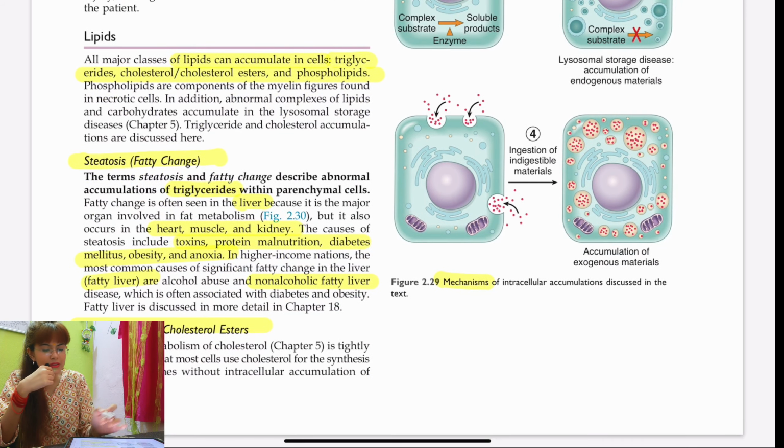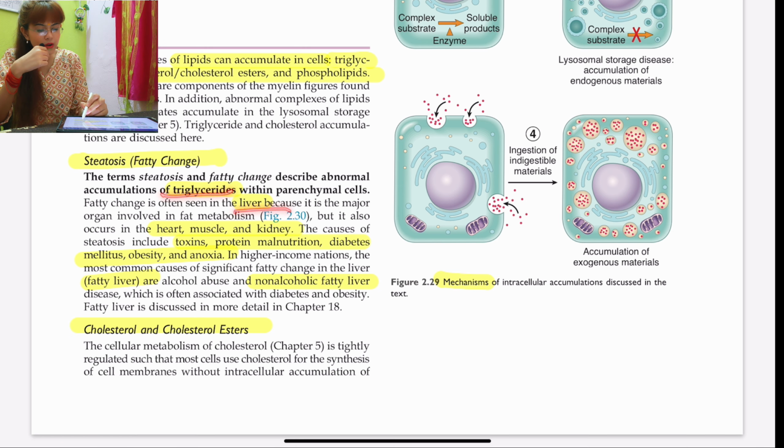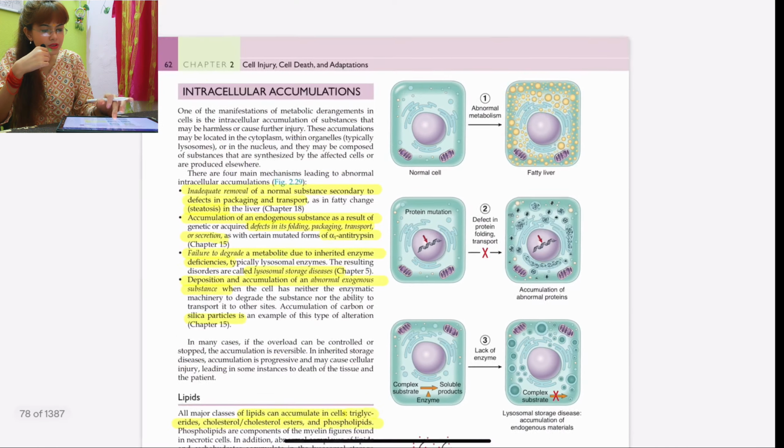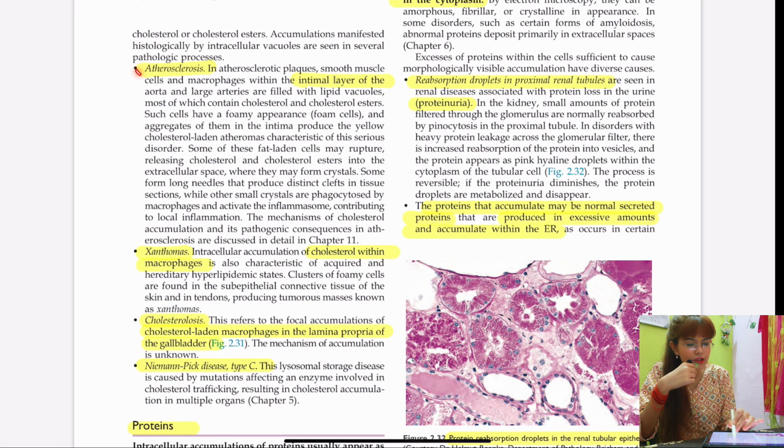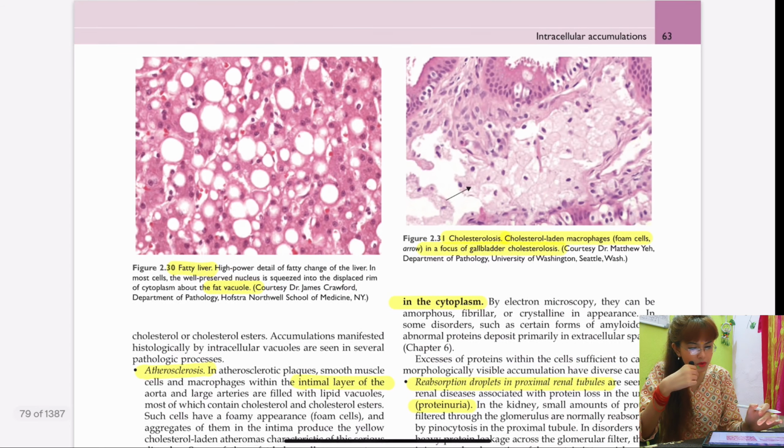When lipids get accumulated, there's steatosis or fatty change, in which there's accumulation of triglycerides in the liver and also in other organs, known as fatty liver. Cholesterol and cholesterol esters can also accumulate. You can see that in atherosclerosis, xanthomas, cholesterolosis, Niemann-Pick disease. All these are important examples.